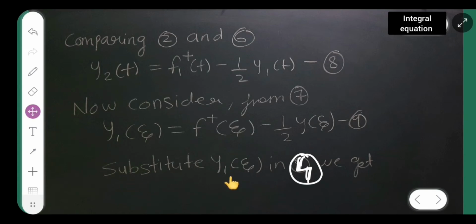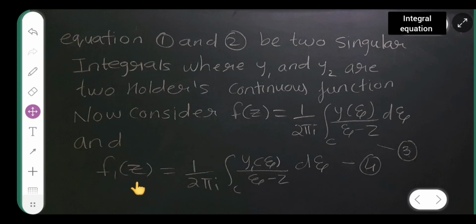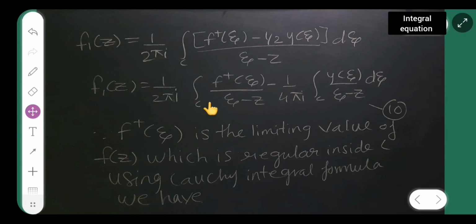Okay, now I have to substitute y1 of xi in 4. So what I am going to get is, in 4 meaning in this I have to substitute. f1 of z is equal to 1 upon 2 pi y1 of xi. In this I have to substitute this, the value of this. So what I am going to get is this: f1 of z is equal to 1 upon 2 pi integral from c f plus of xi minus half y of xi d of xi upon xi minus z.